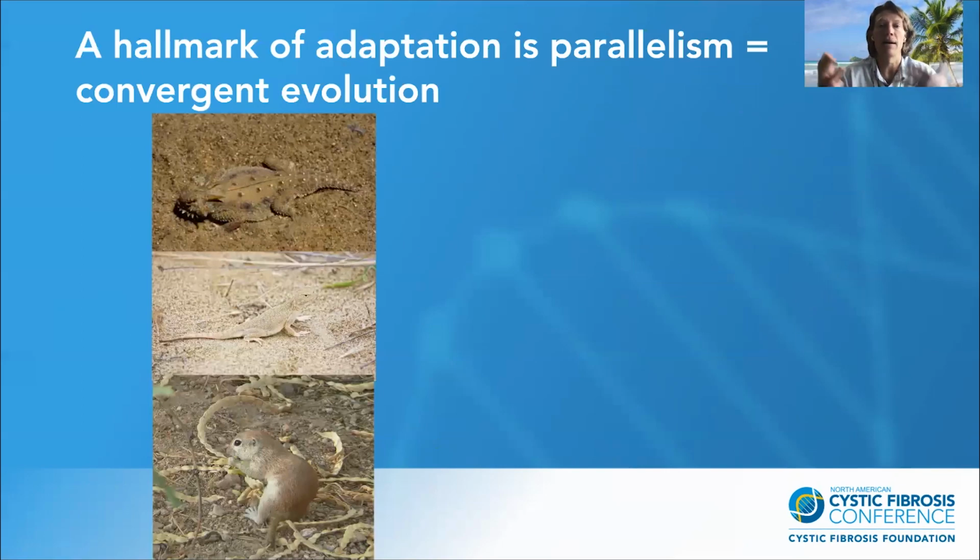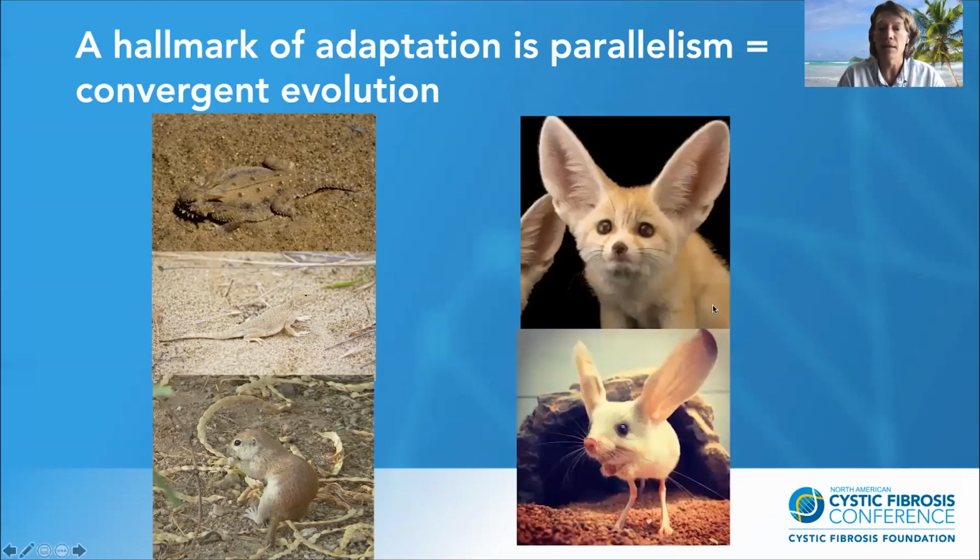Well, if we step back and think about how we recognize adaptations in all cases, a hallmark of adaptation is parallelism or convergent evolution. If we consider these desert adapted creatures, you'll note that they've all gained the ability to blend in with their natural sandy environment by evolving a sandy colored exterior. And likewise, these two other desert adapted creatures have large ears, which helps them dissipate heat and tolerate the high temperatures. These are clearly adaptations to the desert environment.